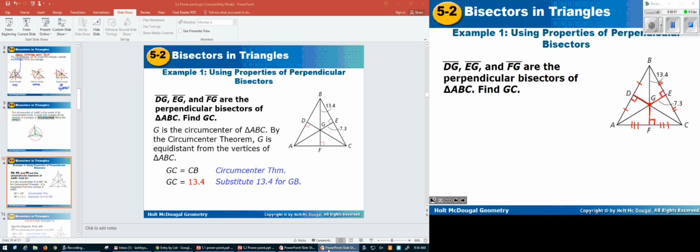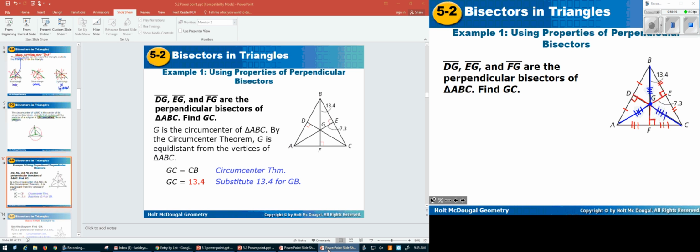The other thing we learned is that if these are perpendicular bisectors where they cross at point G, what do we call point G? Circumcenter. And what did we just learn about GB, GA, and GC? They're all the same. So we could mark those congruent. And now we shouldn't have any trouble answering some questions about this picture.